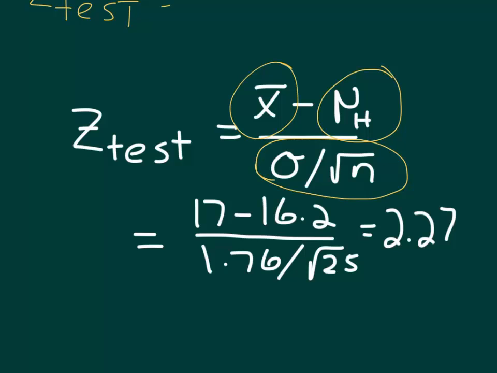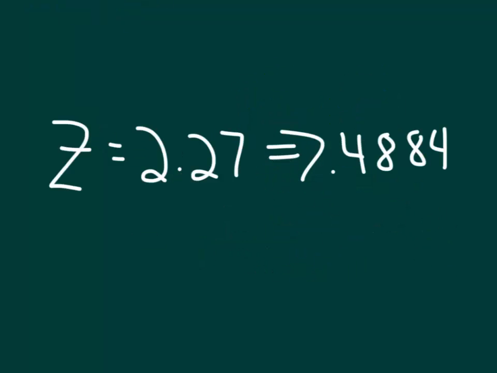So we just plug on in there. The sample mean was 17 minus the hypothesized mean of 16.2. The population standard deviation 1.76 divided by the square root of 25. And that'll give you 2.27. Of course, then we'll use that 2.27. We're going to use the z-table and find that to get our p-value. So we've got 2.27 from our z. We'll look that up in the z-table and get 0.4884.